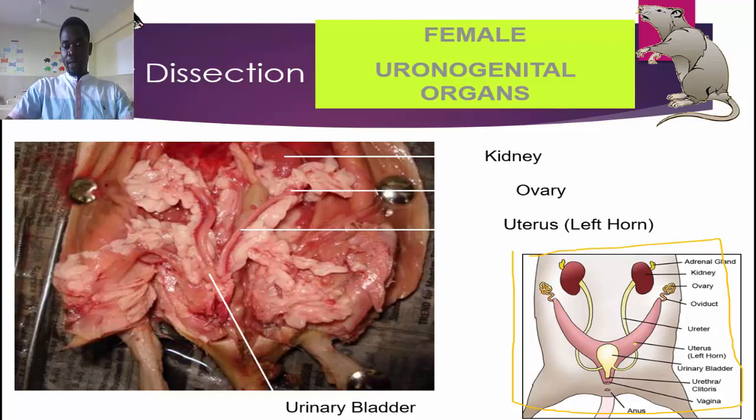So we also have the uterus, and then we have the urinary bladder. Now mind you that for a female, the urinary bladder or the urethra is connected with the vagina. Down here we have the vagina, and eventually we have the clitoris. So this is the general structure or general representation of the female urinogenital system of a rat.